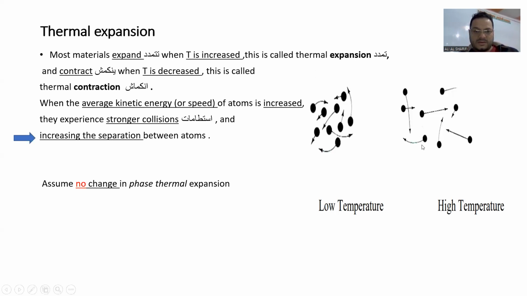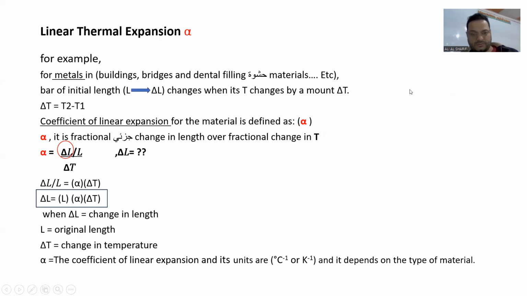By that, when we have collisions, the distance between these atoms is increased. Assume no change in the phase for thermal expansion, just the kinetic energy, that means the speed. After that, the collisions will increase according to the temperature. By that, the distance between these atoms increases too. Here we have the linear thermal expansion coefficients.